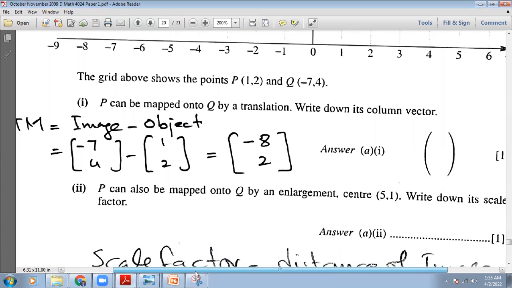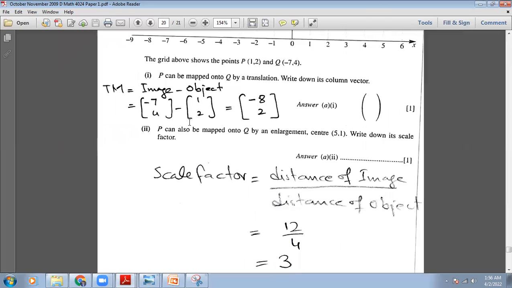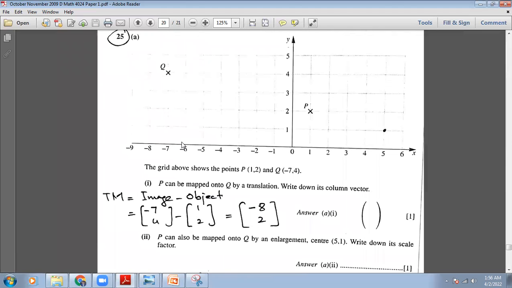So the transformation matrix is, sorry, not the transformation matrix. Translation matrix is image minus object. The image is (-7, 4) minus the object, that is (1, 2). So -7 minus 1 will be -8, and 4 minus 2 will be 2. So the translation matrix will be (-8, 2).